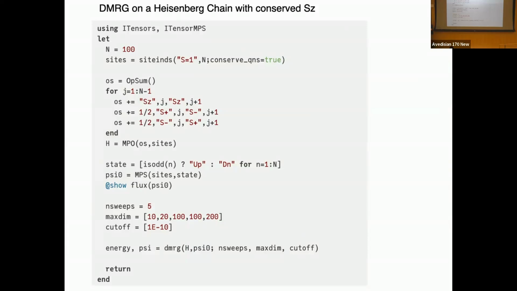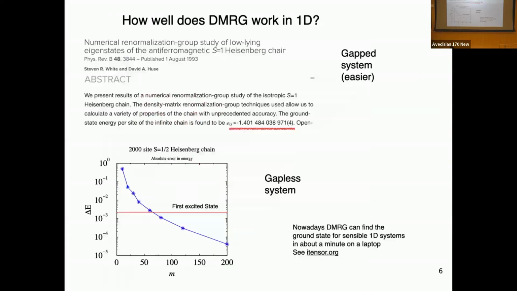Okay, let's see. Here is one little slide just to show how well it works. This is from 1993, and it was when the spin-one chain was still a controversial topic about whether it had a gap. And here we worked really hard to get the ground state energy of the infinite system, trying to go to systems large enough, and we got all these digits.